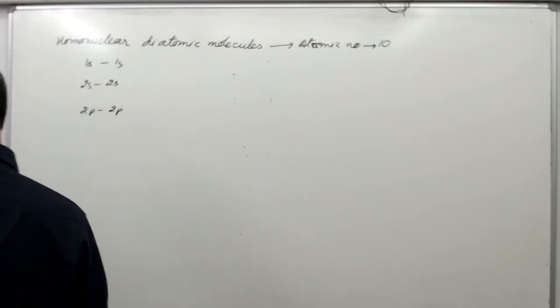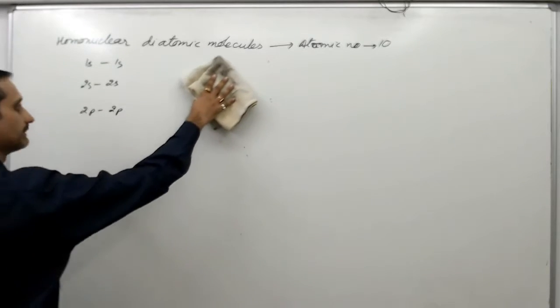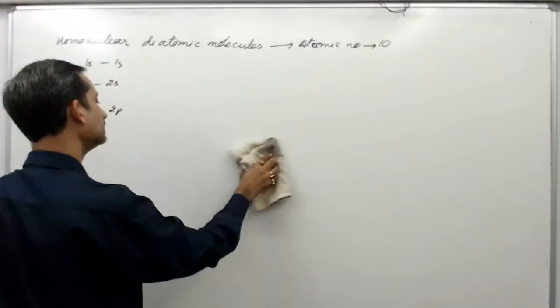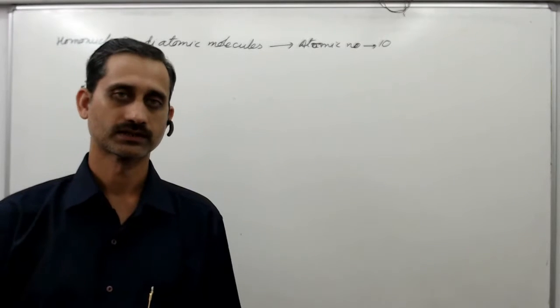Now, having talked about these homonuclear diatomic molecules, now let us talk about how the overlap actually takes place. If you remember, we have already done the overlap of the 1s with 1s.